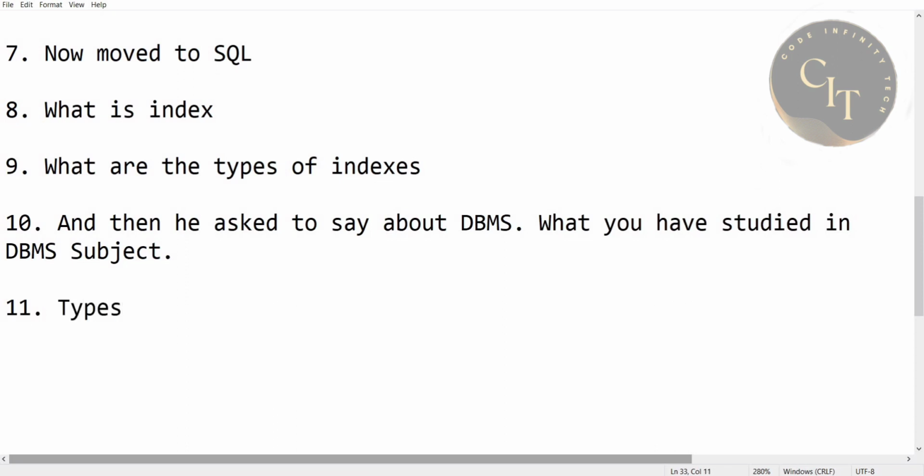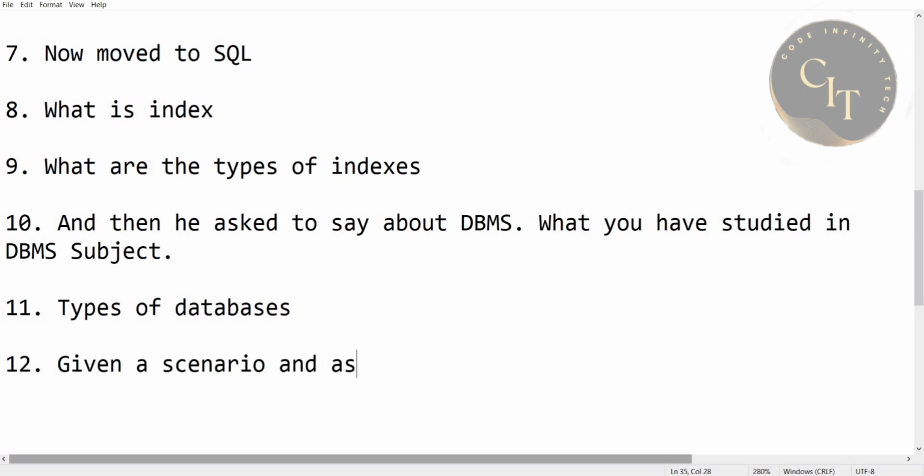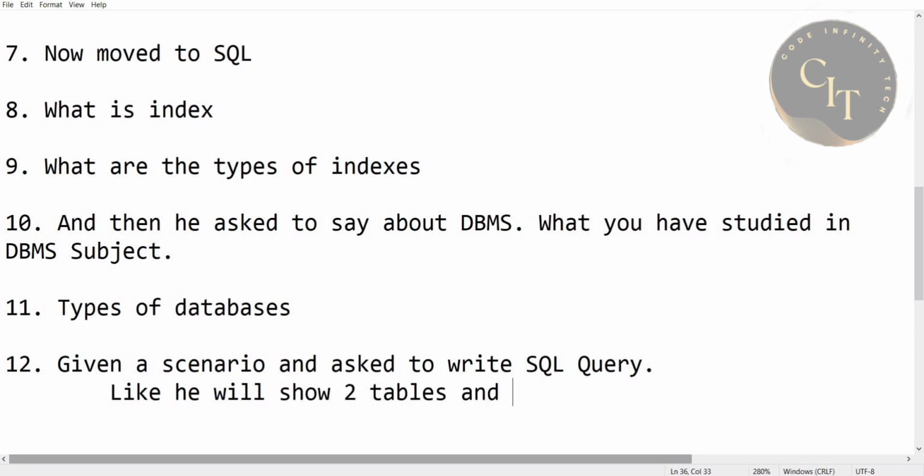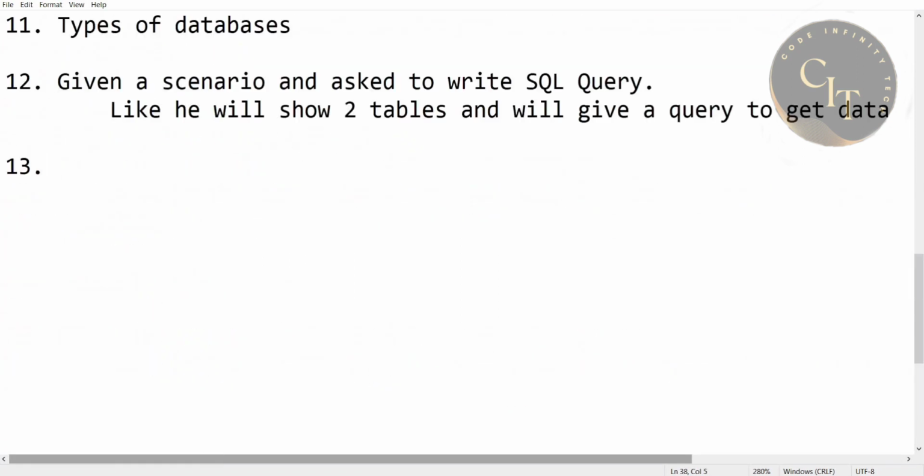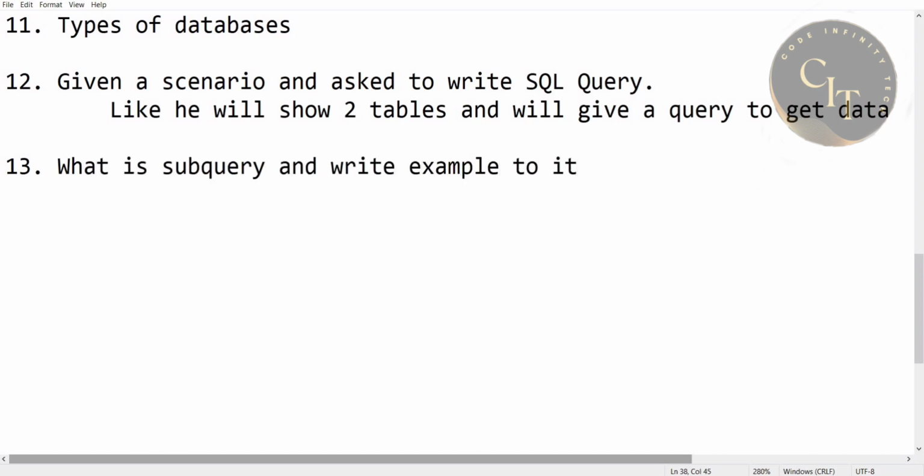So he asked me about types of databases, and then he gave a scenario, and asked to write an SQL query for it. So basically he showed a few tables, and what are the primary keys and what are the foreign keys in them, he explained all those things, and he wanted to get the data from two tables. So I had to write the query, I had to use joins and all those things, so you have to be good in SQL also.